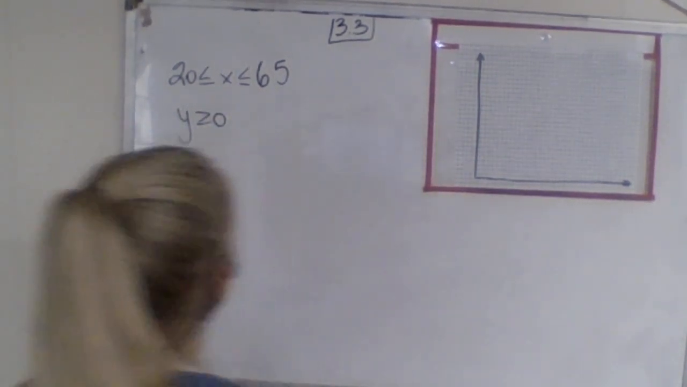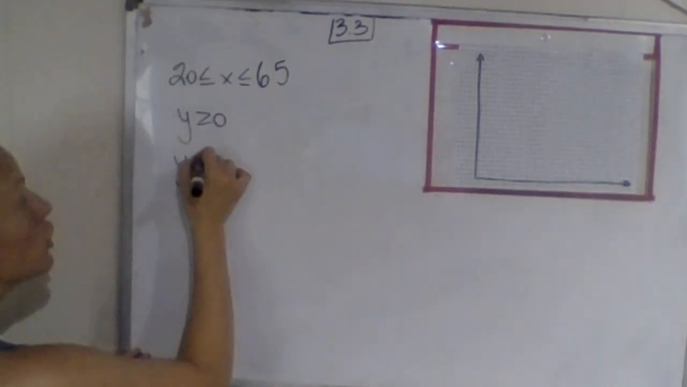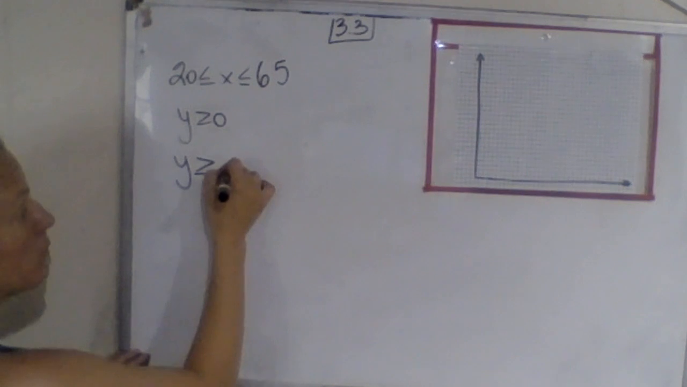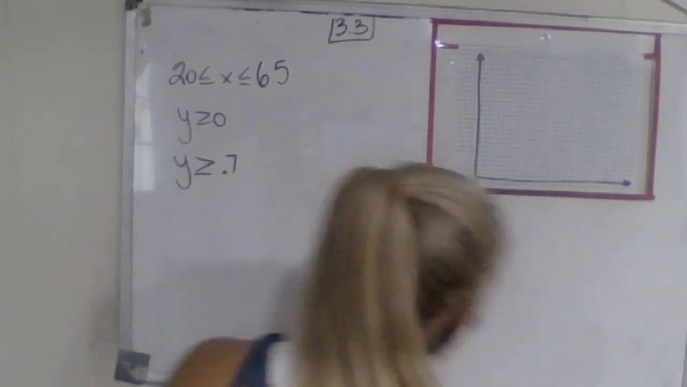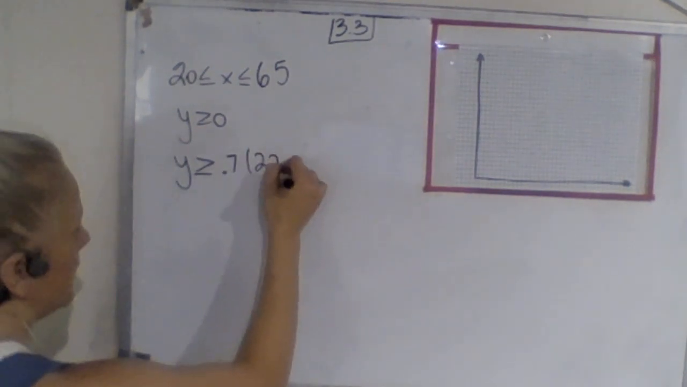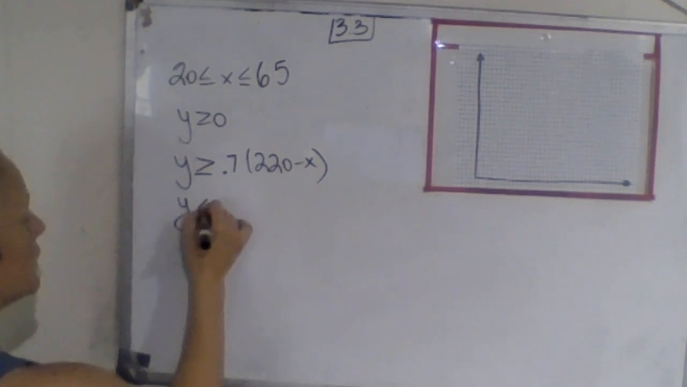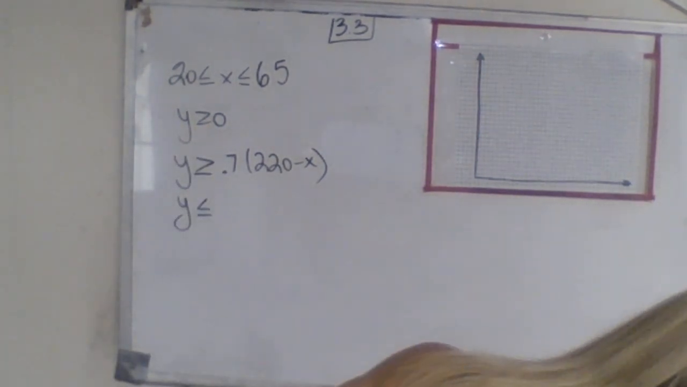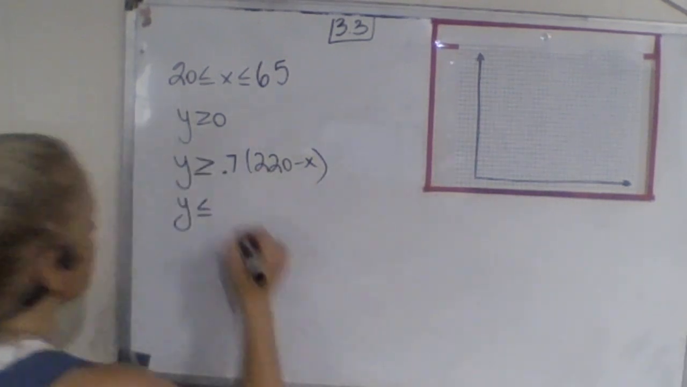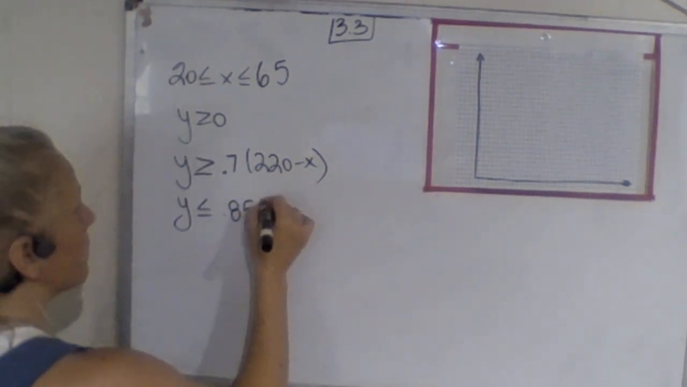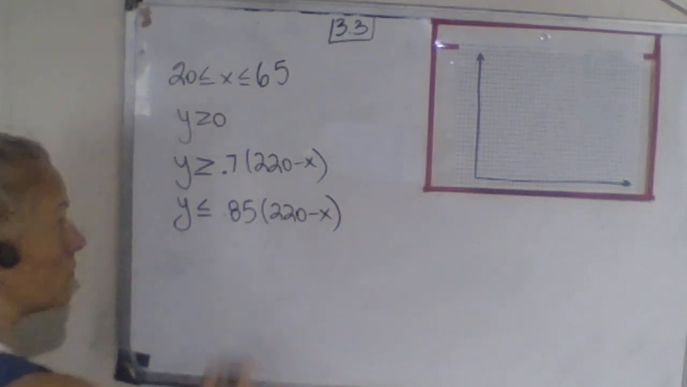Not only that, but my heart rate should be greater than or equal to 0.70, 70%, we can write as 0.70, of the maximum heartbeat, which is 220 minus x, right? I also know that this has to be less than or equal to 85% of that. So it's 0.85 times parenthesis 220 minus x, right?